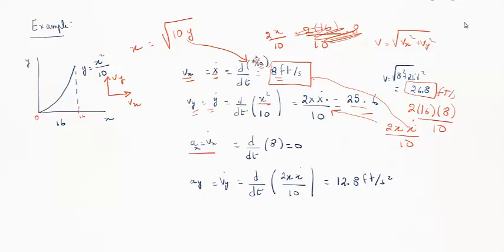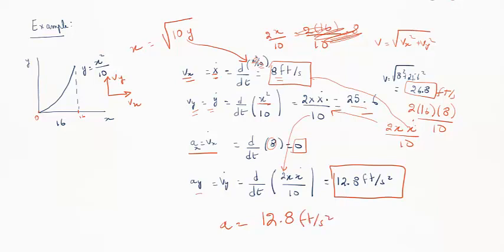Now the acceleration ax is vx dot, it's d/dt of 8, so that's a number. This is going to give us 0, and ay is vy dot, so it's going to be the derivative of what we got before, which is here. Solving this, we plug in the values and we get 12.8, so actually the acceleration in this case is also 12.8 feet per second squared, since ax is 0.